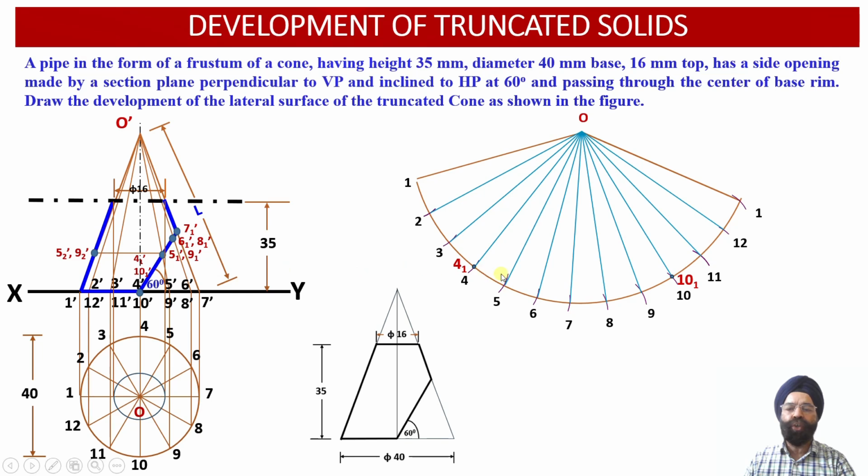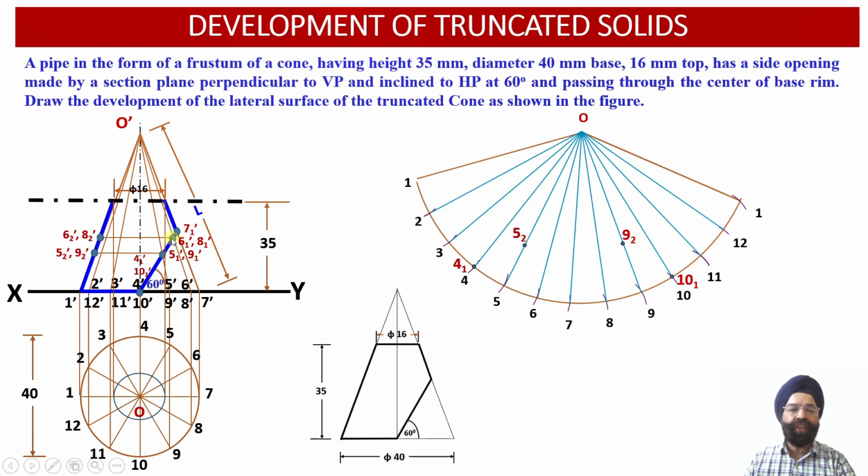Therefore onto the 2 generators O5 and O9, we are going to mark the same distance over here. If we mark the same distance over here, we are going to obtain the point 5-2, and if we mark the same distance over here, we are going to obtain the point 9-2 onto the slant generator true length O9 over here. So the 2 points of intersection we have been able to obtain over here.